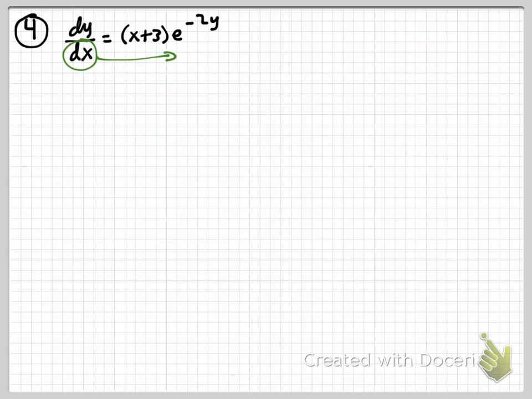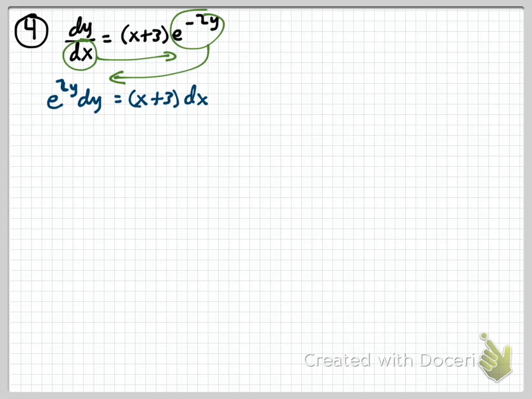Alright, next, number 4. So here we have a differential equation trying to figure out a solution for y. Well, we can see it's a separable differential equation. We're going to move the x over there, dx over there. We're going to move the y terms to the left side, and so we can make that an e. Let's put this in a different color. So we have e to the 2y dy equals x plus 3 dx.